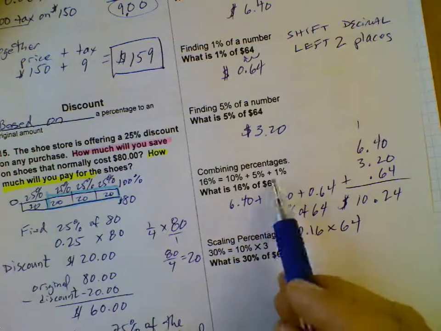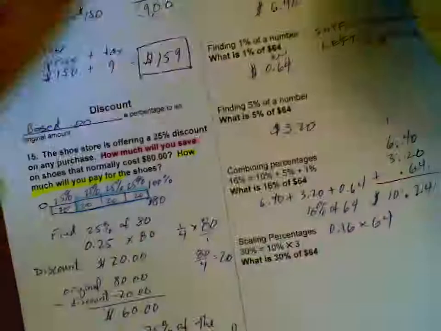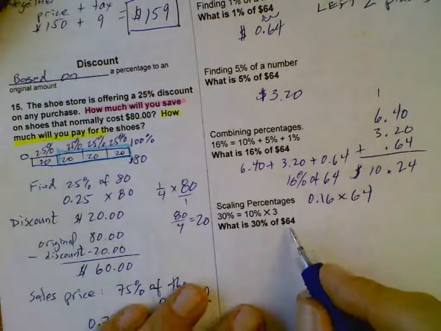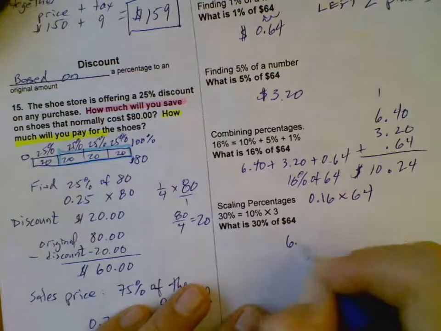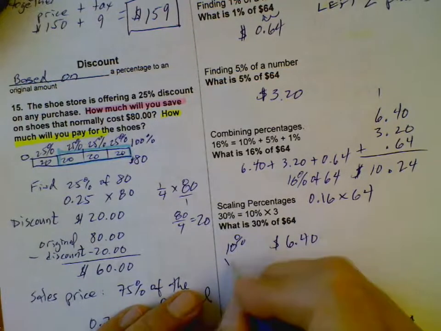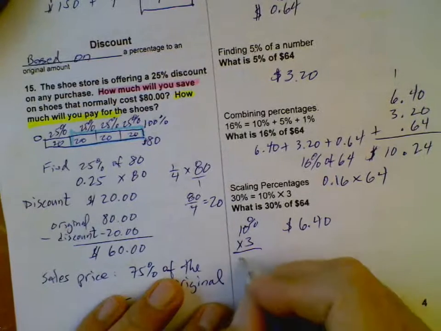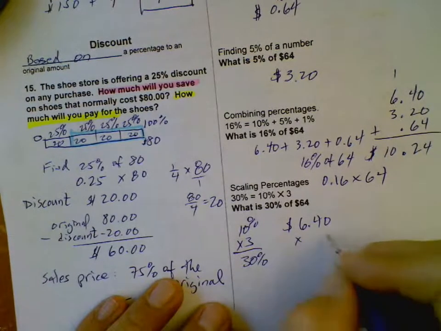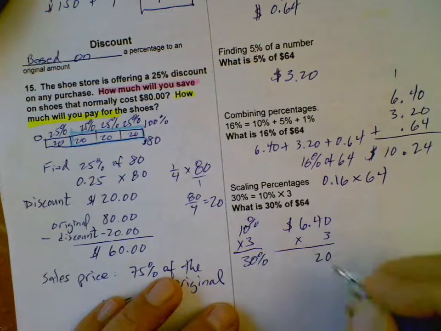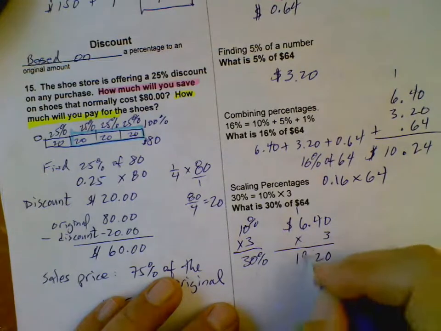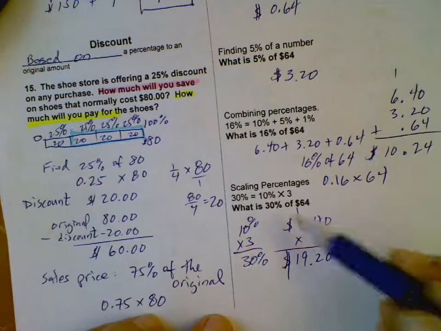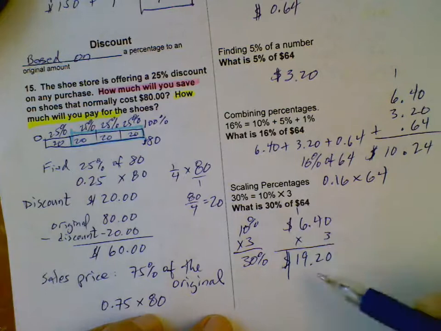Well, not only can you add pieces together, you can also scale them, make them bigger or smaller. So what's 30% of 64? Well, I know what 10% of $64 is. That was $6.40, right? This is 10%. So 30% is just multiplying 10% by 3. 10 times 3 is 30. So I just multiply this by 3. 3 times 0 is 0. 3 times 4 is 12. Carry the 1. 3 times 6 is 18, plus 1 is 19. So 30% of $64 is $19.20.